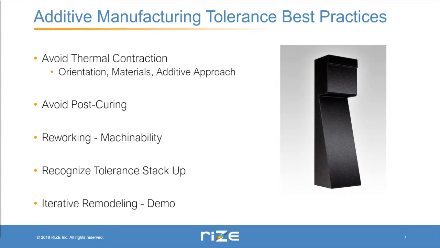Another thing that's valuable when trying to ensure you get good tolerances on your parts is being aware of the machinability of the different materials you're working with. So oftentimes fused filament fabrication parts can be quite effective for being machined for reworking any tolerances that need to be adjusted. Our Rizium material, both Rizium 1 and Rizium Carbon, are very effective for this purpose. They machine very well.